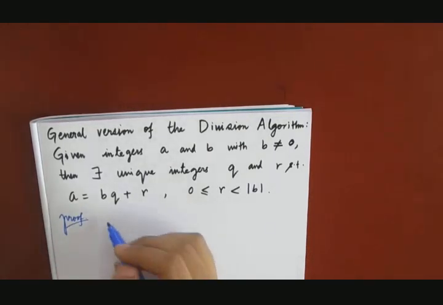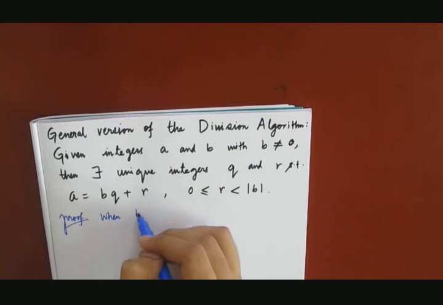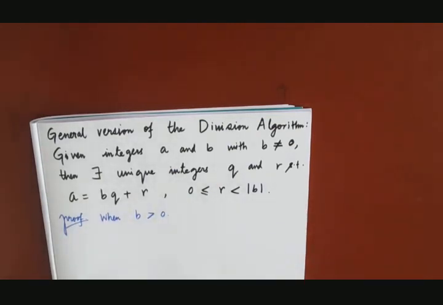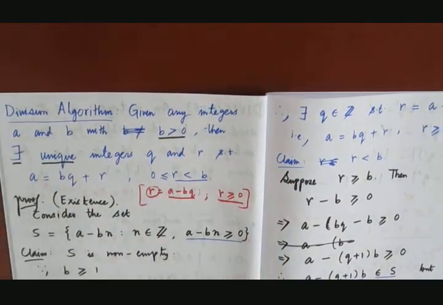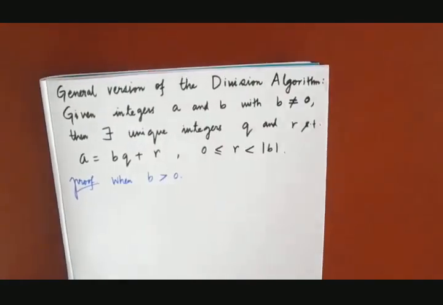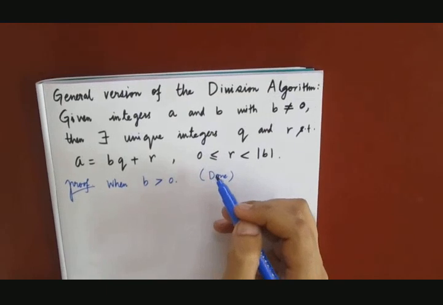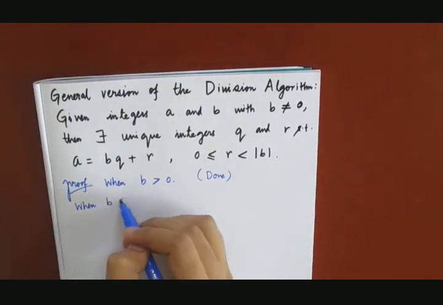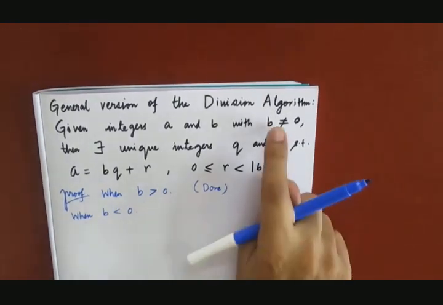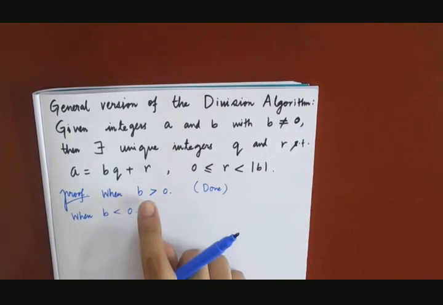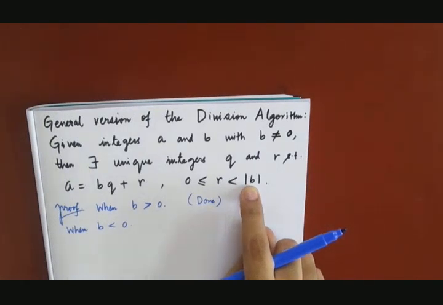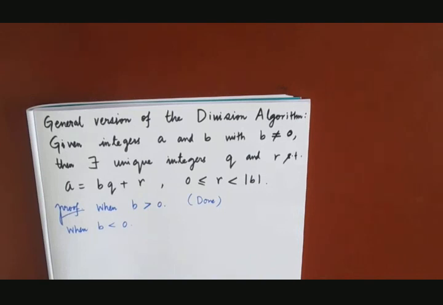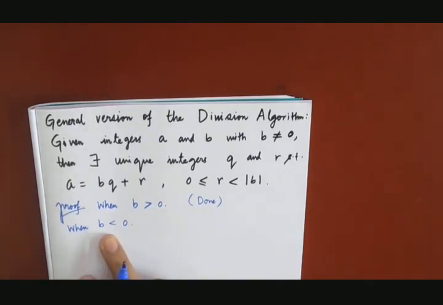So first I'll consider b greater than 0. See, b not equal to 0 means b is either positive or negative. So when b is positive, we are done, because if b is positive, I just did the proof here. So this was the whole proof if b is positive, right? So we just have to show that when b is negative, the result holds. Any confusion? When I am considering b greater than 0, which is nothing but the division algorithm, for a positive number, mod b will be b, right? So I just have to show the proof when b is less than 0.